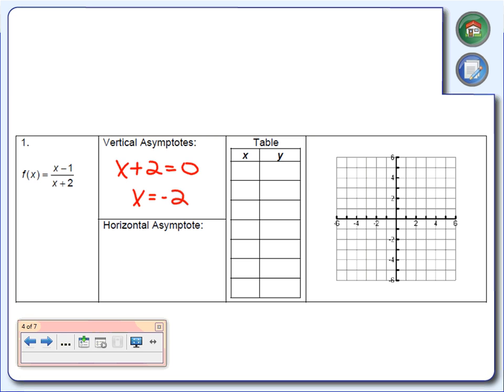So I'm going to go ahead and draw it right now. x equals -2 is this vertical line going through -2. Make sure you draw it with a dotted line.